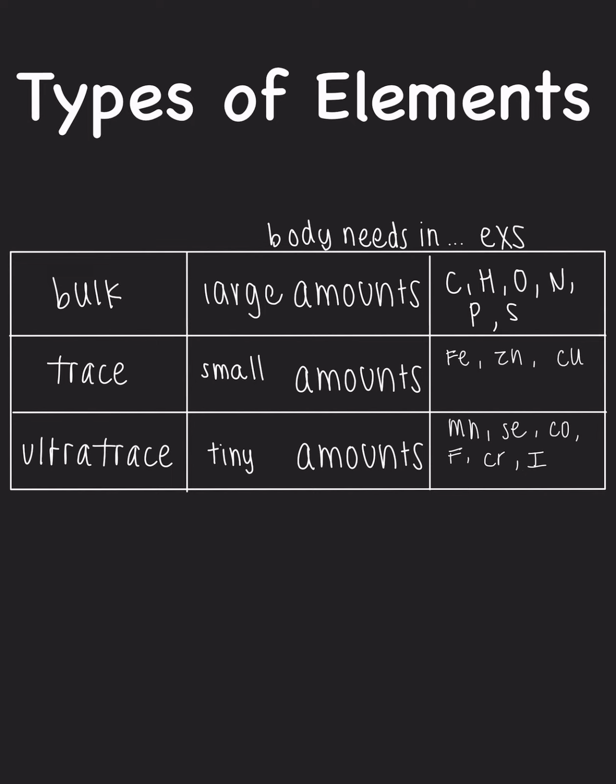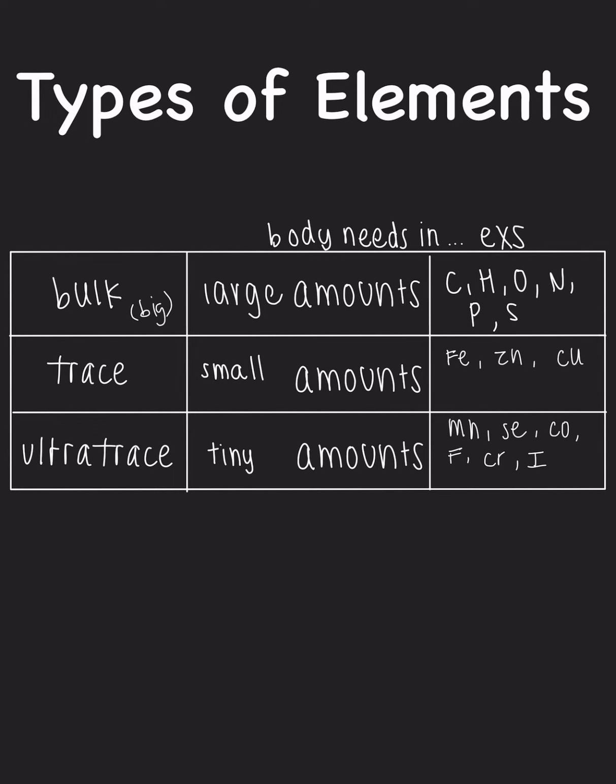To remember bulk, B for big. So you're going to need a large amount of that element. A way to remember which ones: think about water. Your body needs water. What are the two elements found in water? Hydrogen and oxygen. What about proteins? You're going to have carbon, hydrogen, oxygen, phosphorus. Those make sense. You also need nitrogen. You also need sulfur.